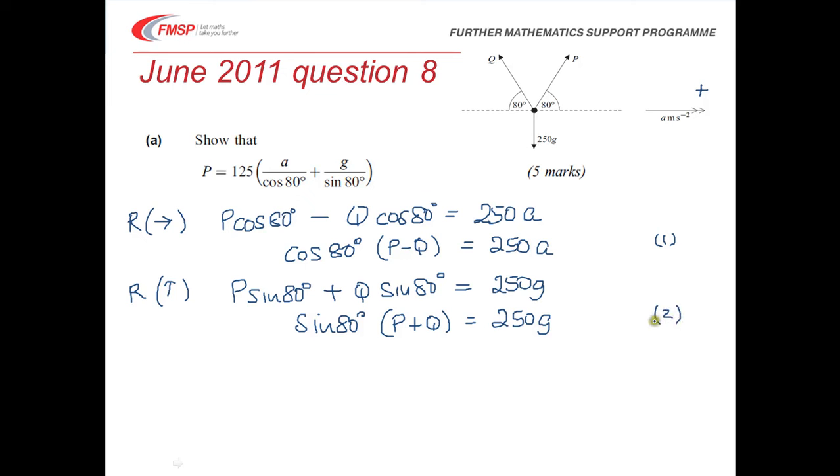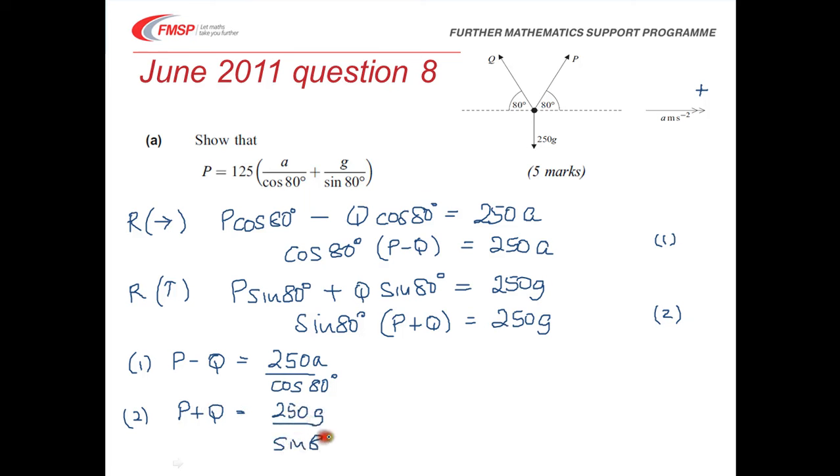What I suggest we do now is rewrite the first equation as P minus Q equals 250A divided by cos 80. And the second equation we could write as P plus Q equals 250g over sin 80. So we now have two slightly different equations.